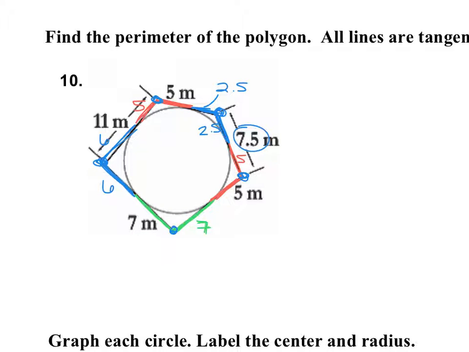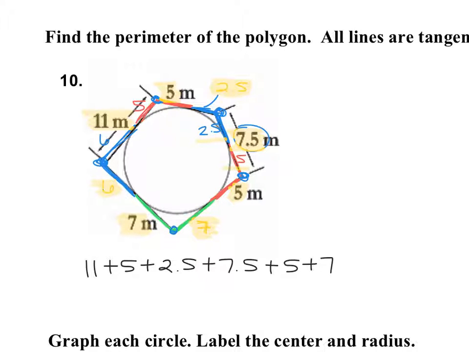So now where you have to be careful is finding that perimeter. The way we're gonna do that is picking all the right numbers, okay? So we have the 11. We have a 5 here. Can you see that? We have a 2.5 here. This one is 7.5. Don't use the 2.5 and the 5 because we already did that with our 7.5, okay? You have a 5 here, a 7 here, a 7 here, a 6 here. So what you're actually adding is 11 plus 5 plus 2.5 plus 7.5 plus 5 plus 7 plus 7 plus 6.